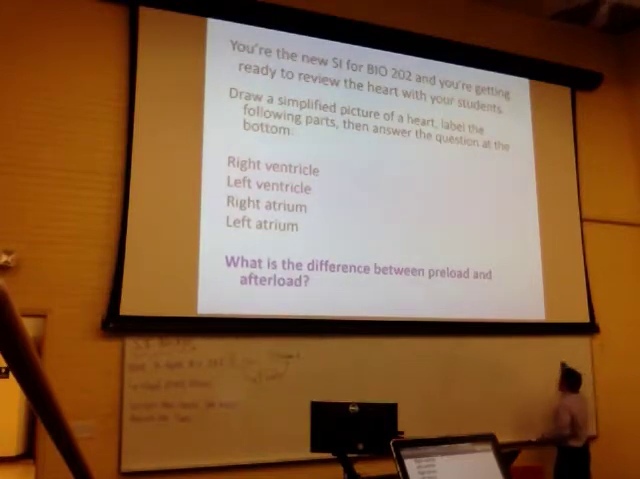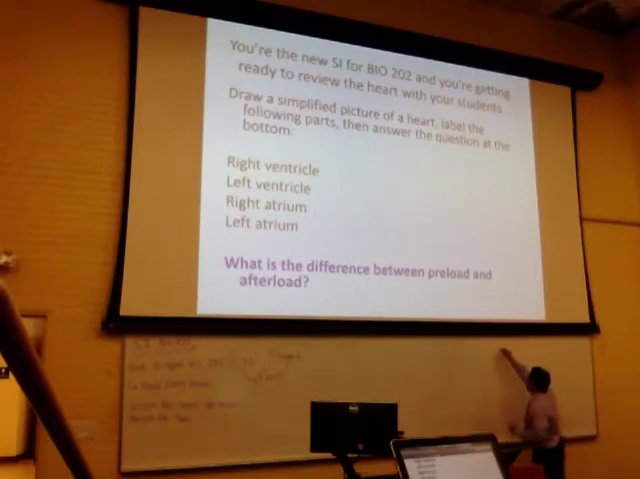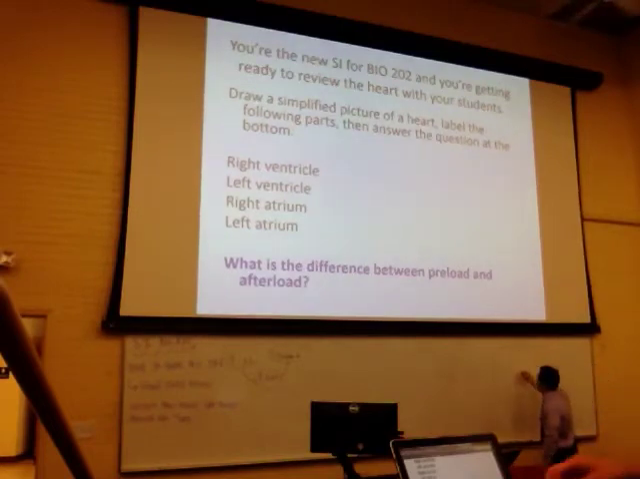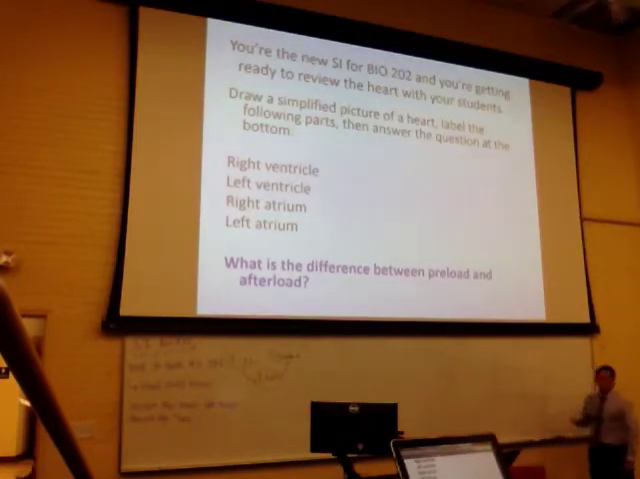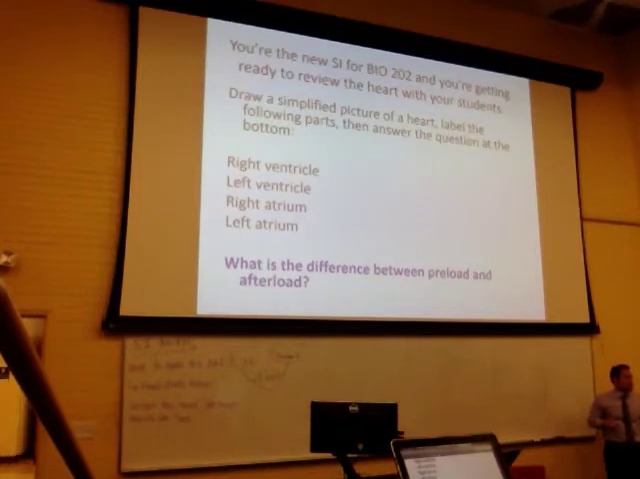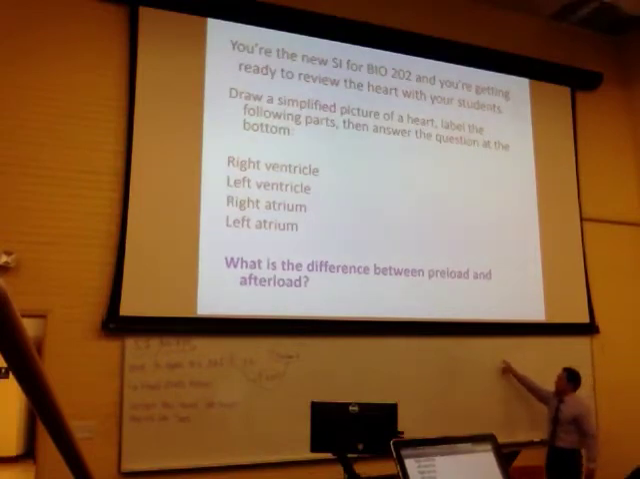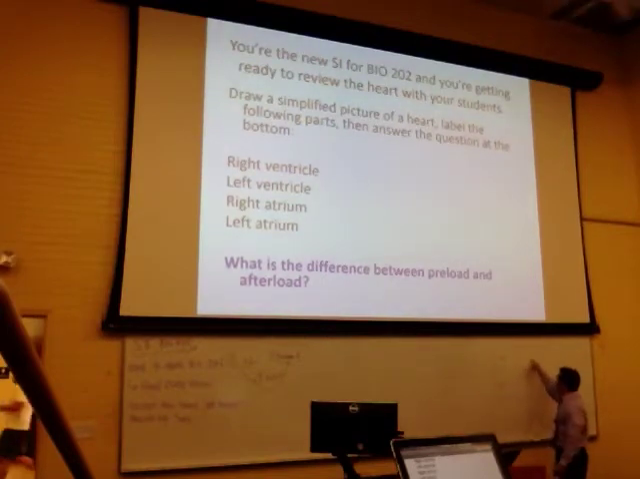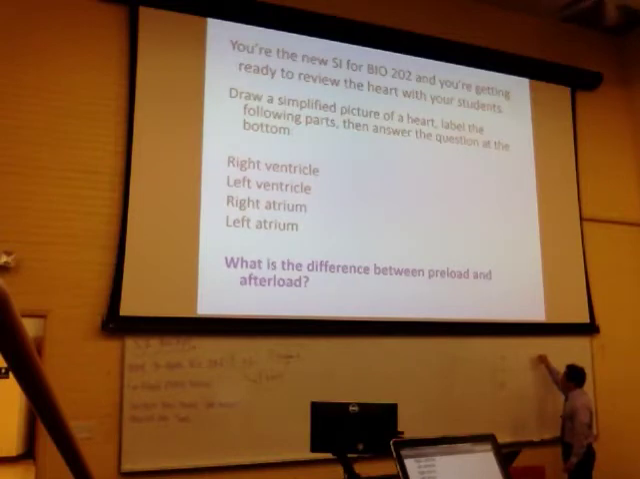An easier way to draw this, because we're about to do some diagrams, might just be a box. How many of you drew a box? All right. We have our 4 chambers. What chamber's up here? That's the right atrium. What's down here? Right ventricle, left atrium, and left ventricle.